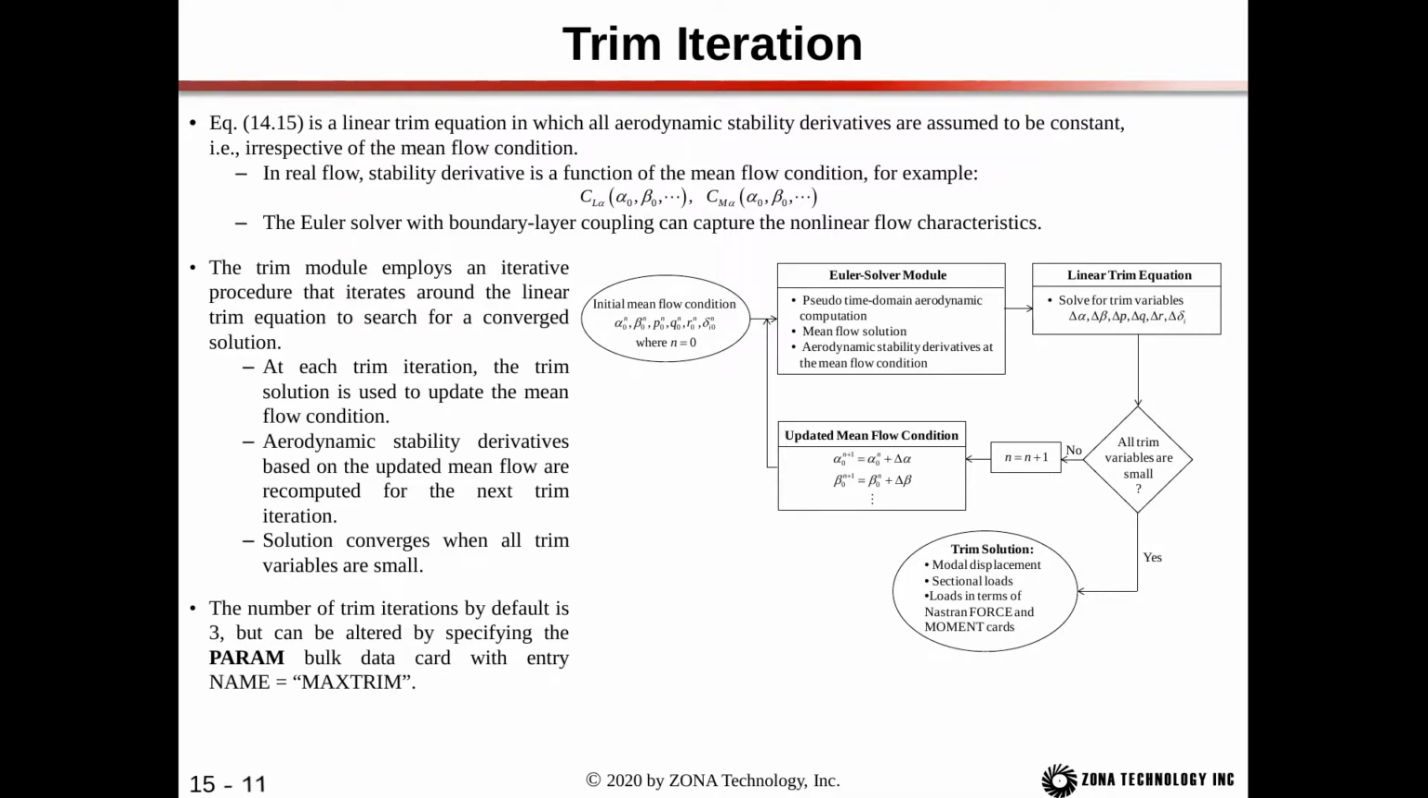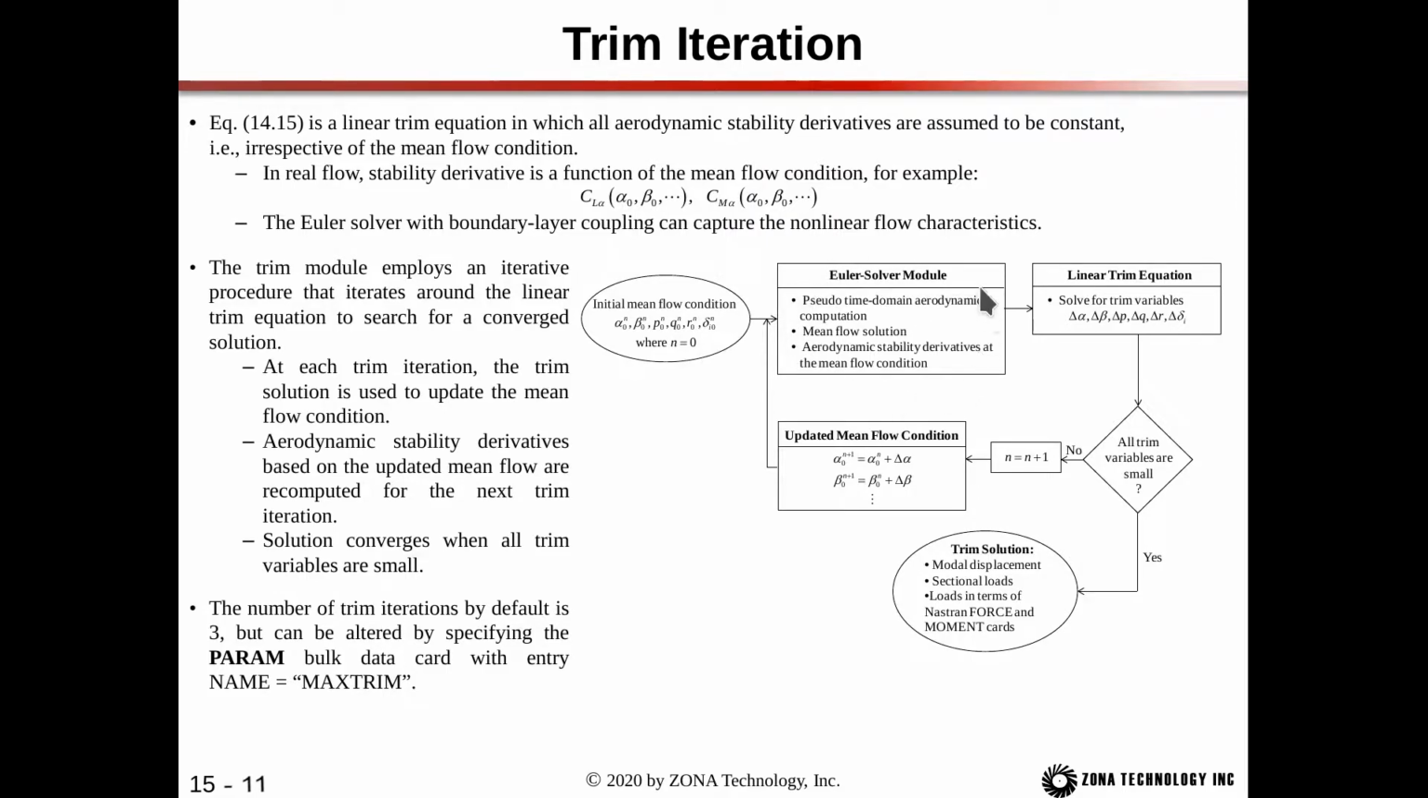So, the trim module employs an iterative procedure that iterates around the linear trim equation to search for a converged solution. So at each trim iteration, the trim solution is used to update the mean flow condition. The aerodynamic stability derivatives are based on the updated mean flow, are recomputed for the next trim iteration, and then the solution converges when all the trim variables are small. So we start with the initial mean flow condition. So we have alpha naught n, beta naught n, etc., where n is 0.